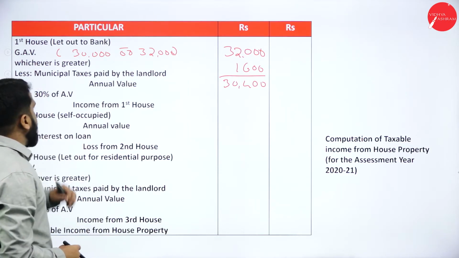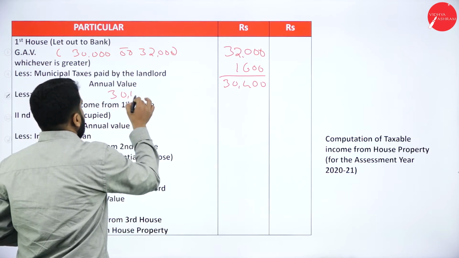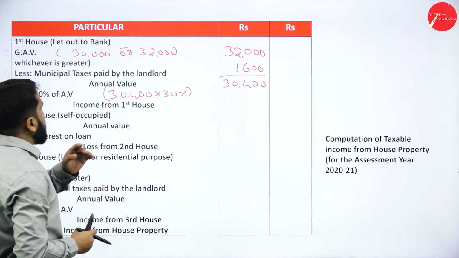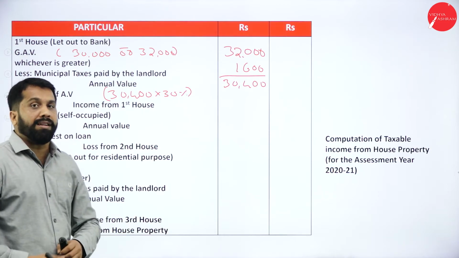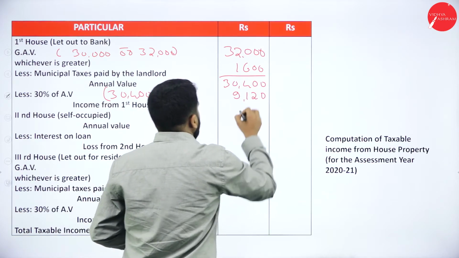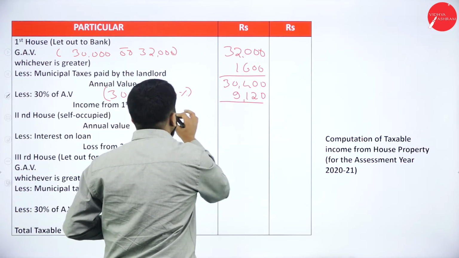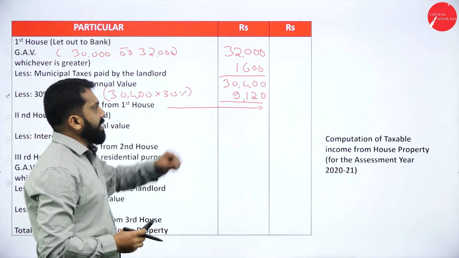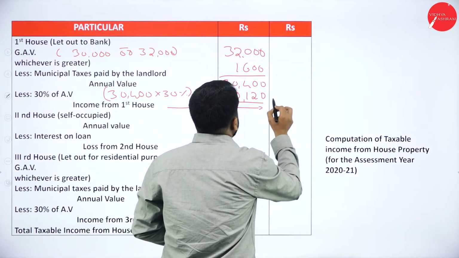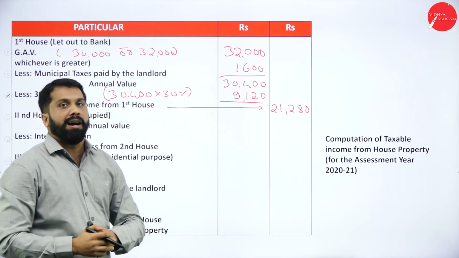Now, once that is done, you are supposed to calculate 30% of the annual value. Take 30,400 multiplied with 30%. How much will you get? Almost 9,000, exactly 9,120. Up to this, any doubt? No doubt. Now, what is the income from house 1? 30,400 minus 9,120 is 21,280. This will be the income from house 1.